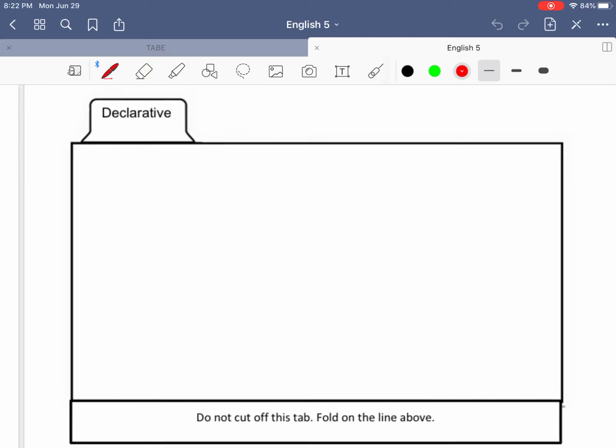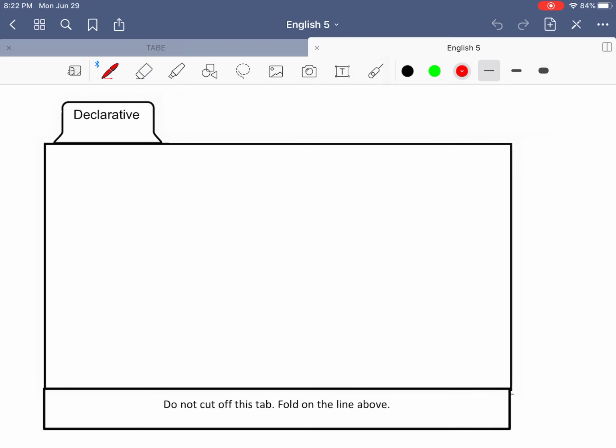In the English language there are 4 types of sentences. And the file is showing you what those are. So a declarative sentence is what we commonly call a statement. It is a statement that tells information.